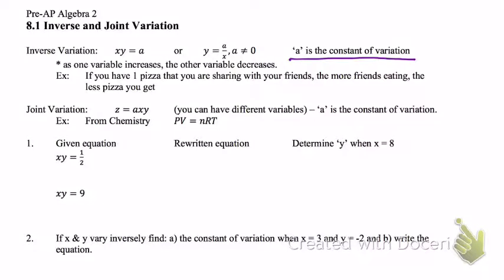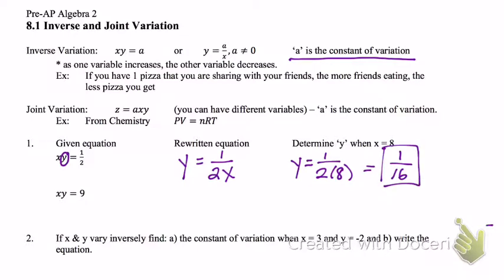All right, so for number 1, we're given the equation xy equals 1/2. If I want to write this as an inverse relationship, that means I'm gonna get y by itself. So I just want to divide by x. So when I divide by x, I get y equals 1/2x, because the x goes to the denominator. And then it says determine y when x equals 8. So y equals 1/2 times 8. So y equals 1 over what? 16. Good.